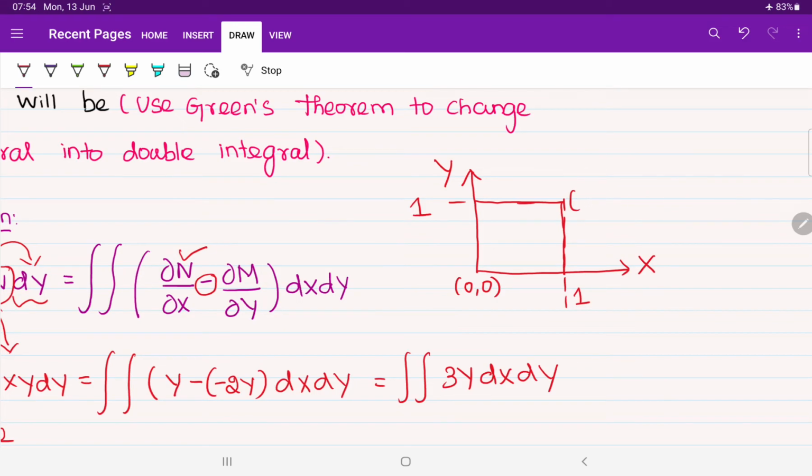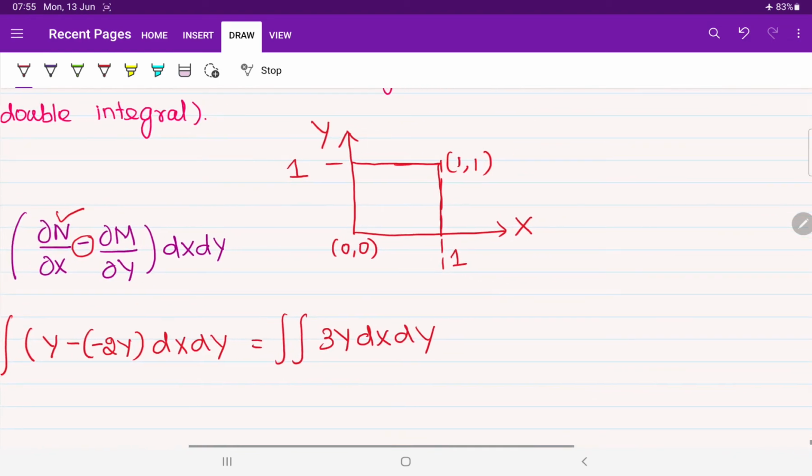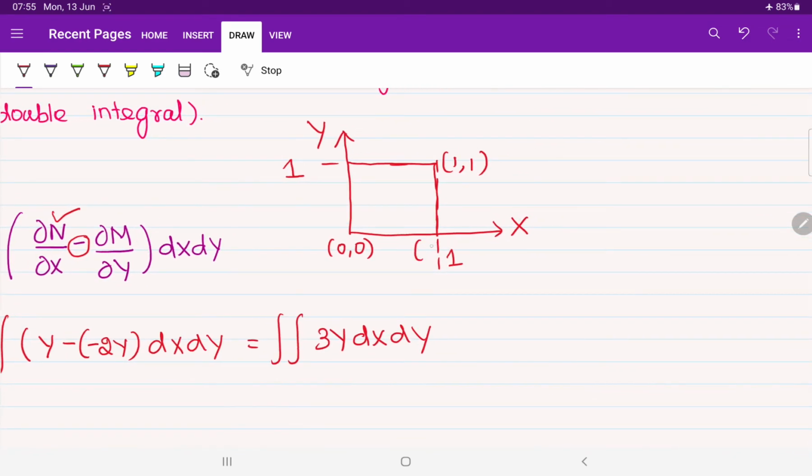So on the x-axis we travel from 0, 0 to the point where the value of x is 1 and the value of y is 0. At this point the value of x is 0 and the value of y is 1. So this is the given data.